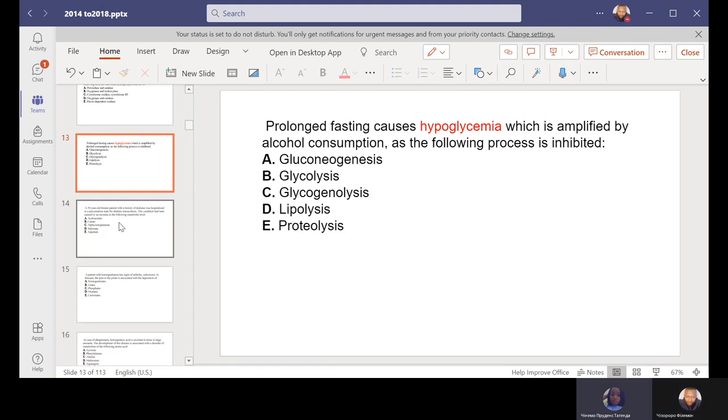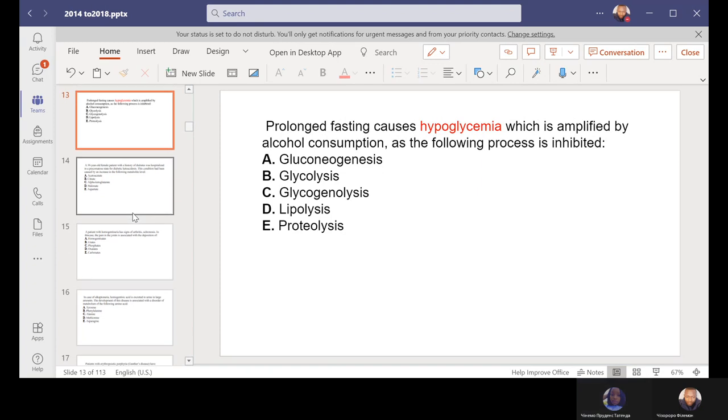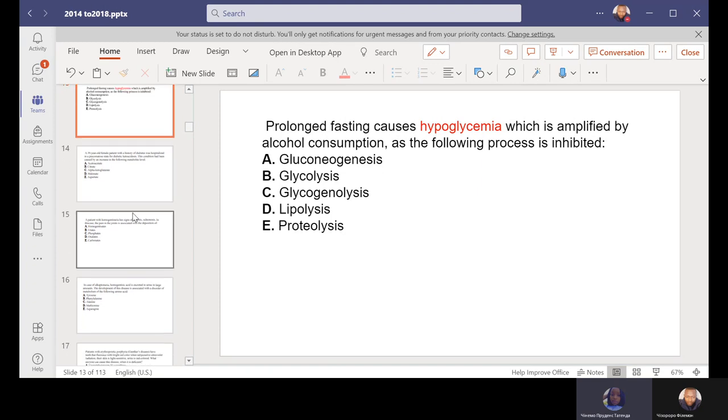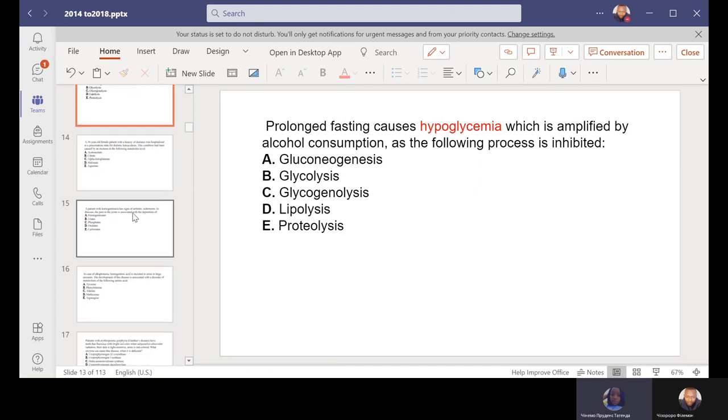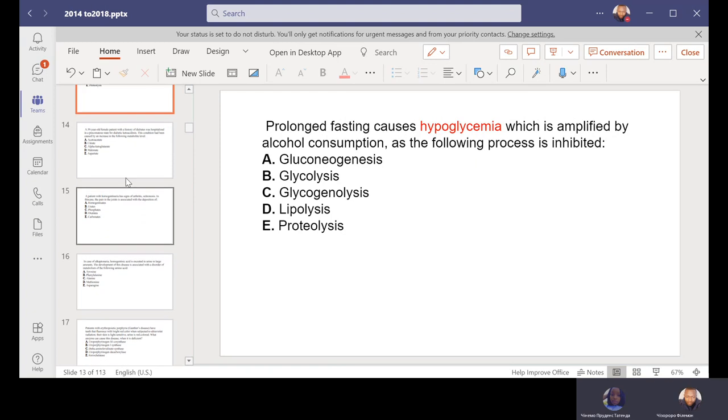I think that before, Tom explained about the liver, that it moves cholesterol to the liver, something like that.